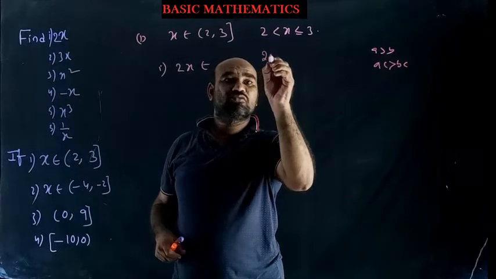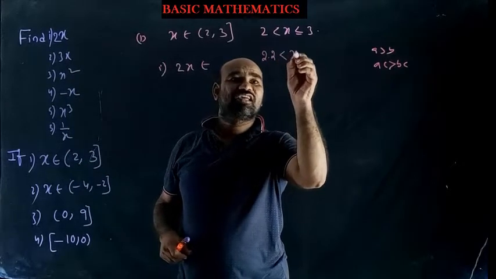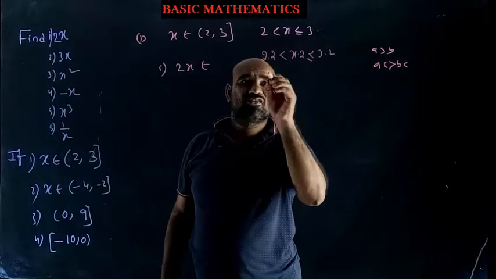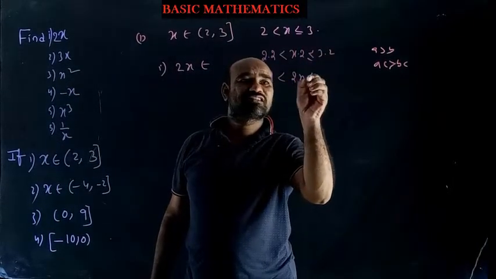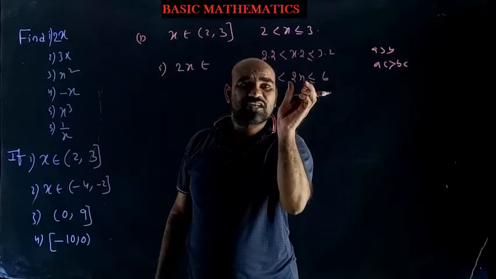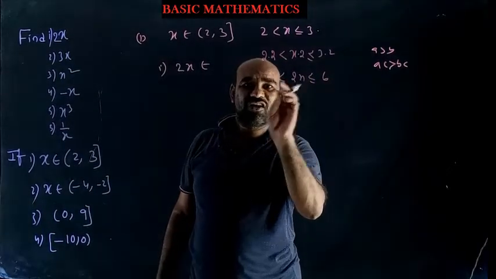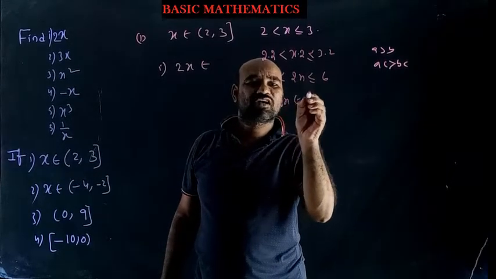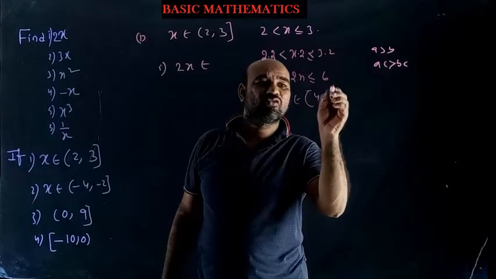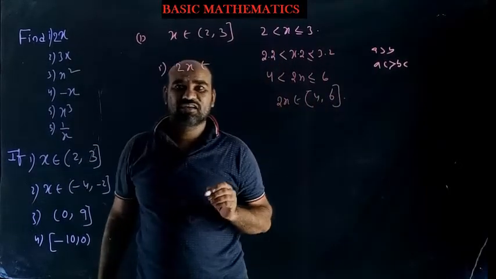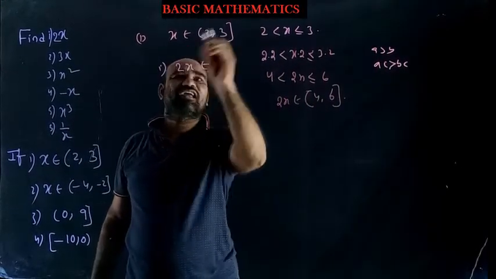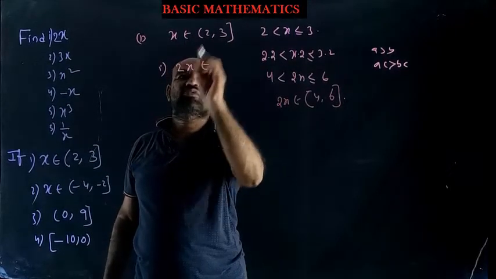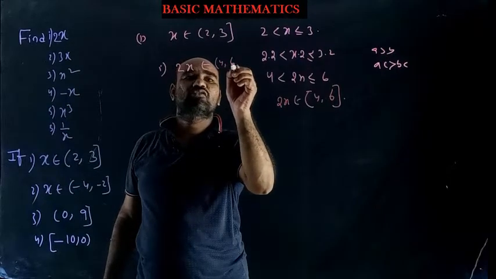So 2 into 2 lesser than x into 2 lesser than or equal to 3 into 2. That is 4 lesser than 2x lesser than or equal to 6. Means 2x lies between 4 and 6, not including 4, including 6. Or in other words, I can say that 2x belongs to open 4 to closed 6. Okay. So directly, if x belongs to open 2 to closed 3, I can say that 2x belongs to open 4 to closed 6.